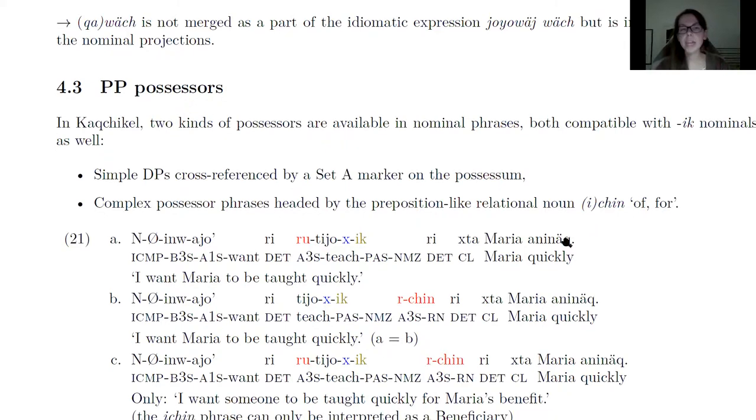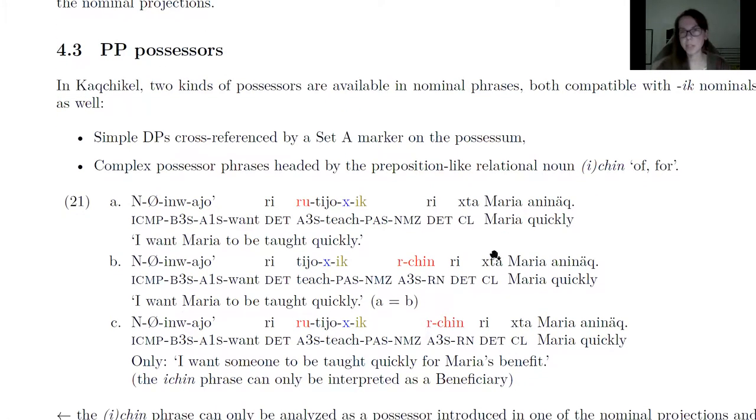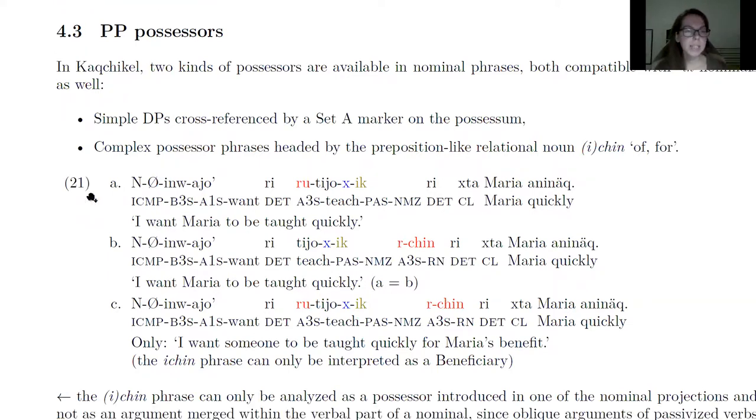And importantly, we can have both of them with nominalizations. So let's take a look very quickly at these examples in 21. In 21a, we have this nominal Ruti Hoshik Rishta Maria. So we have here possessor Rishta Maria, and it is cross-referenced by this possessive marker. And we may ask ourselves, well, maybe this Rishta Maria is actually an argument in the verbal part, right? That's still possible. But take a look at the second example.